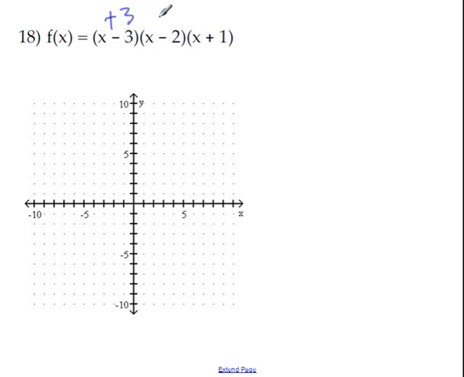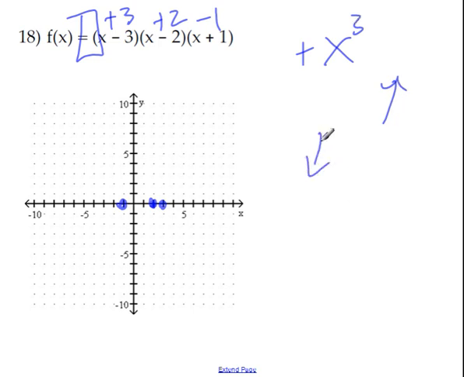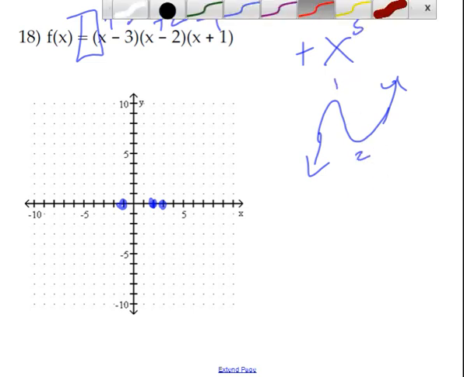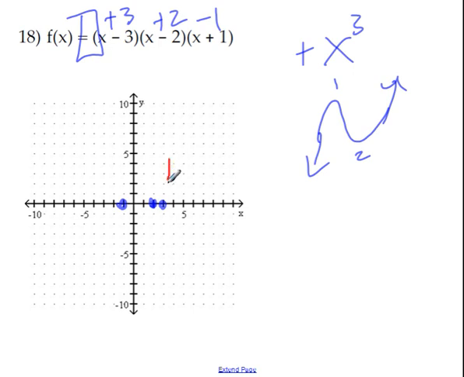Here, this is actually our easiest one. We got a plus 3, a plus 2, and a minus 1. 3, 2, and 1. I've got 3 x's, so it's an x cubed graph. There is no negative sign out front, so it's positive. That means it's going to start out on the right side going up. Odd means my left side is going to be going down. 3 minus 1 is 2, so I get 1, 2 turning points, and we're ready to graph.